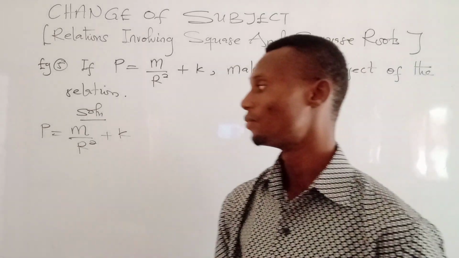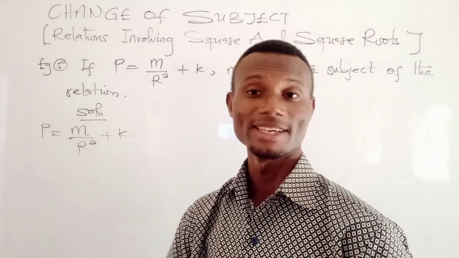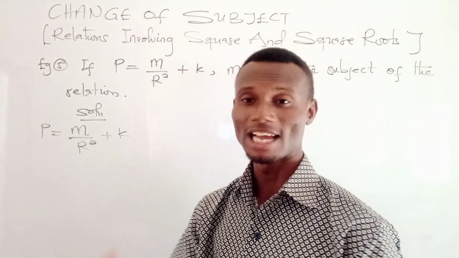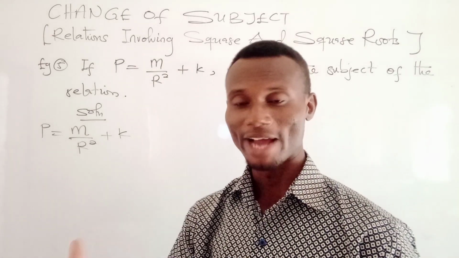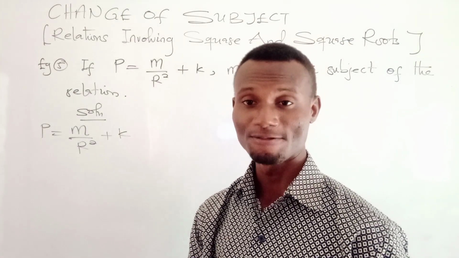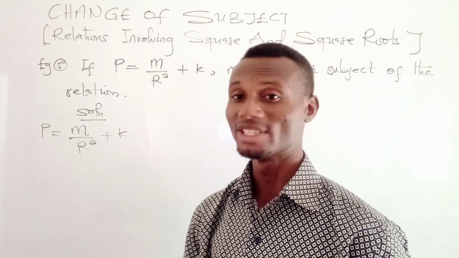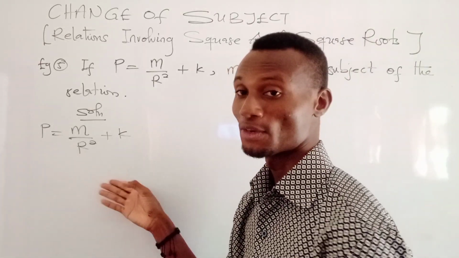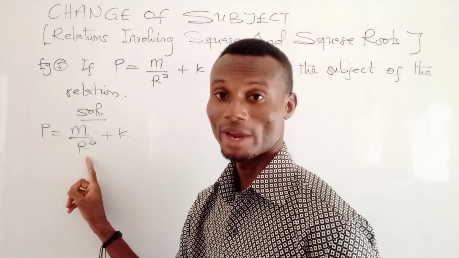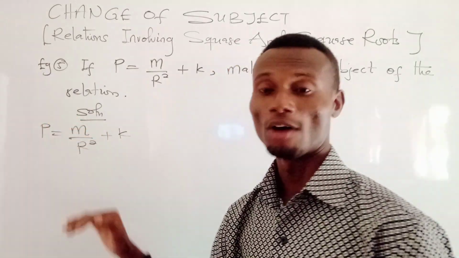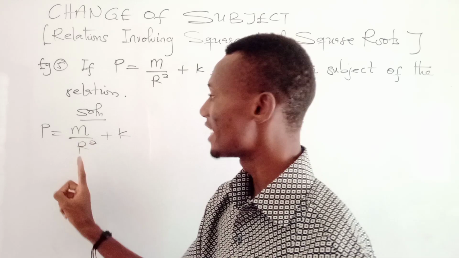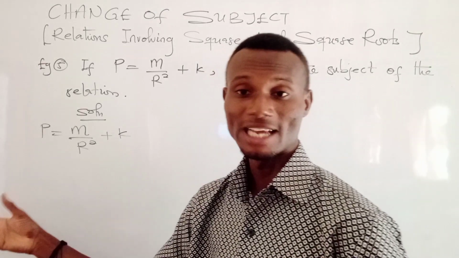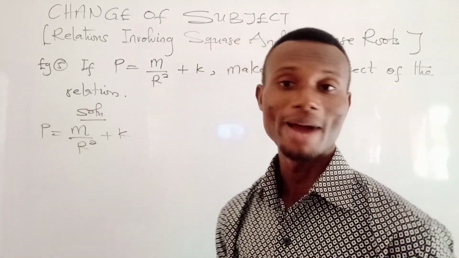Also take note that this is an equation that contains a fraction. I've explained in the previous videos that anytime you have an equation that contains a fraction, you have to multiply through by the LCM. That's the first thing to do. Now looking at this equation, the LCM is r squared, because you use the denominator of the fraction to get the LCM. The fraction here is m over r squared, and the denominator of it is r squared. So the LCM is r squared. We multiply through the equation by r squared.